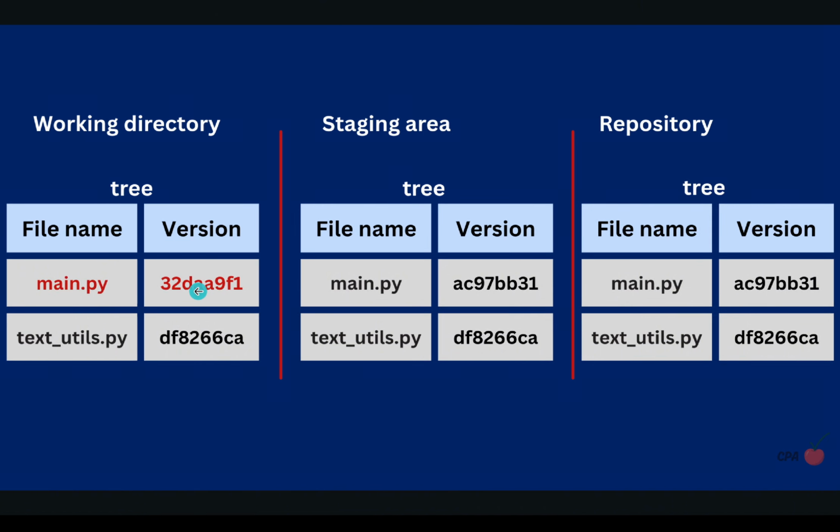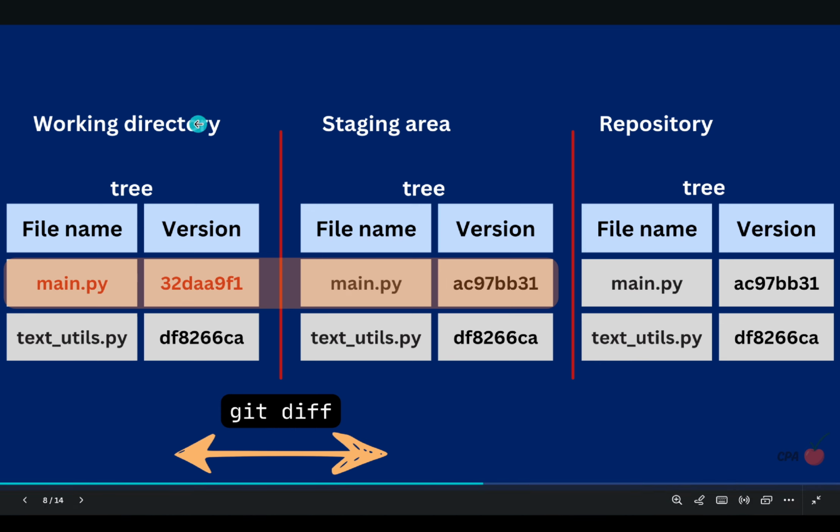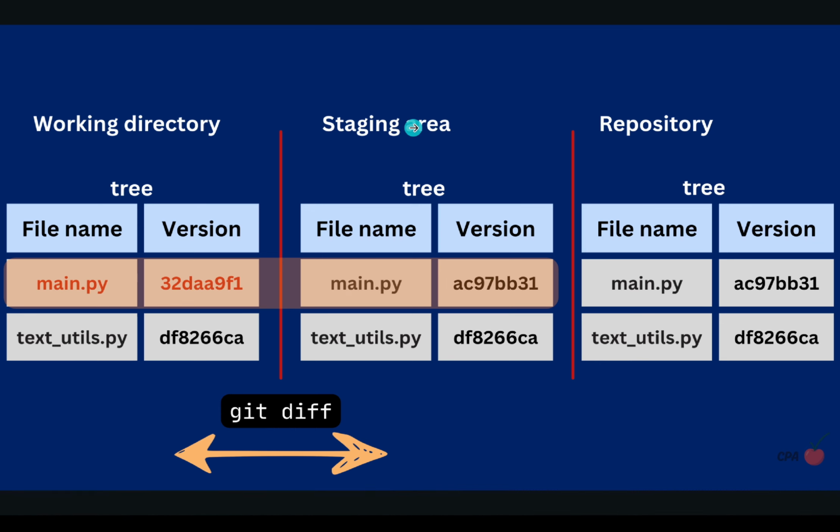Now let's say we modified the main.py file. Now we see that we have a different blob ID here, a different version. If we type git diff, it will show the difference between the working directory and the staging area. In our example, the only difference is the main.py file, so it will show which lines have changed in this file, comparing the staging area and the working directory.